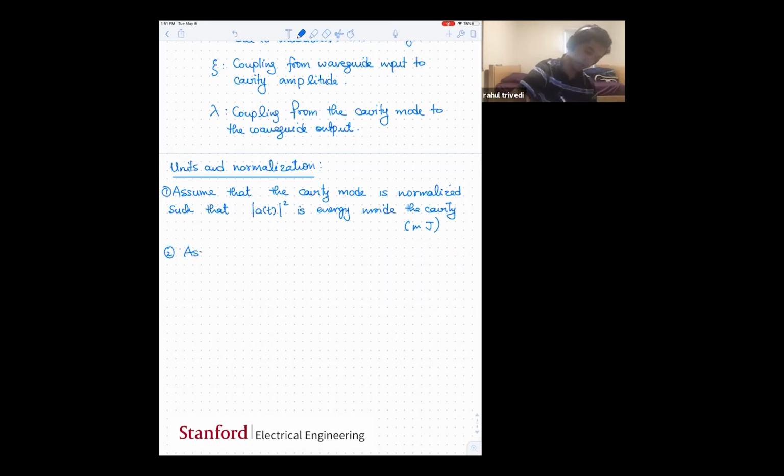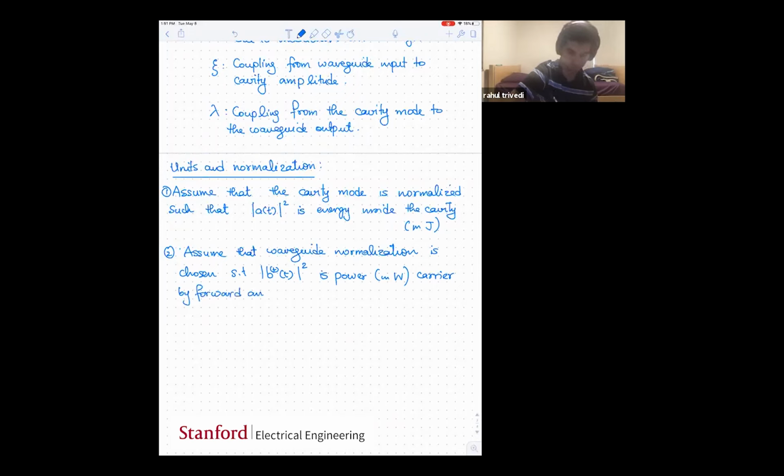And we assume that the waveguide normalization is chosen such that the magnitude of B plus minus of t squared is the power, in watts, let's say in SI units, carried by the forward and backward propagating modes.